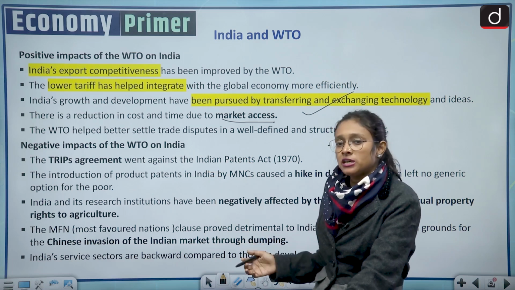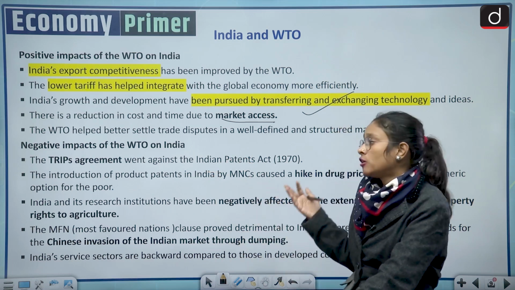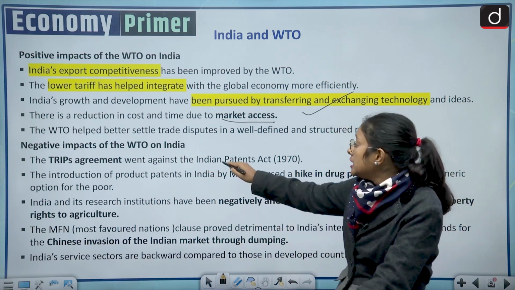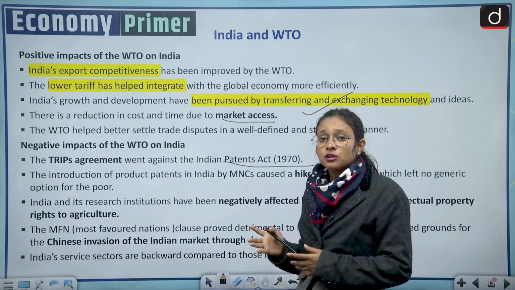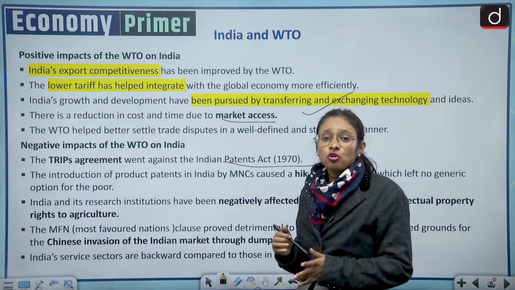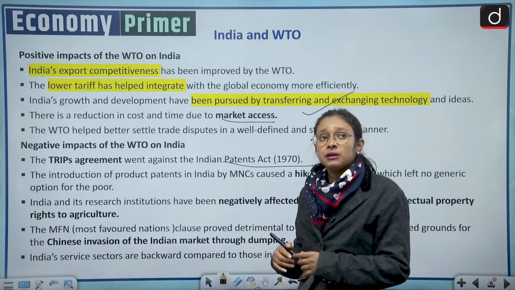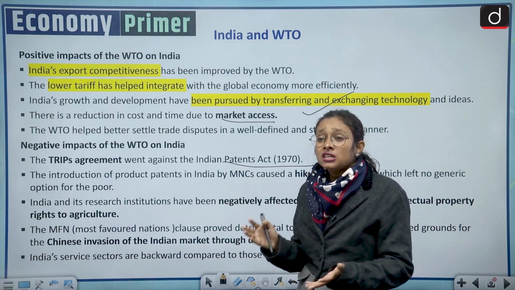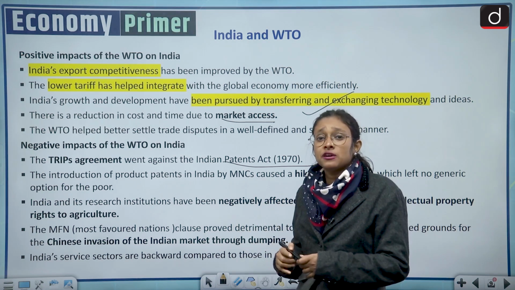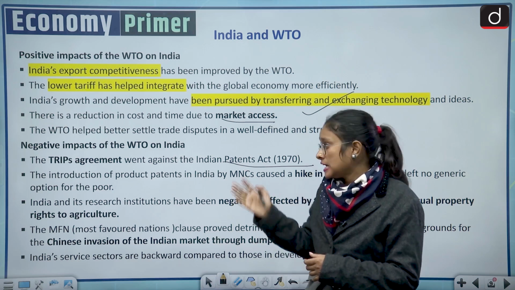Coming to the negative points related to the World Trade Agreement, the first is the Indian Patent Act. Whatever the TRIPS provisions we have in terms of the WTO, they do not go with the Indian Patent Act. Indian patent law has different rules and regulations, and TRIPS has different rules and regulations. So they don't share similarities, and that's why India has to face problems in this direction.